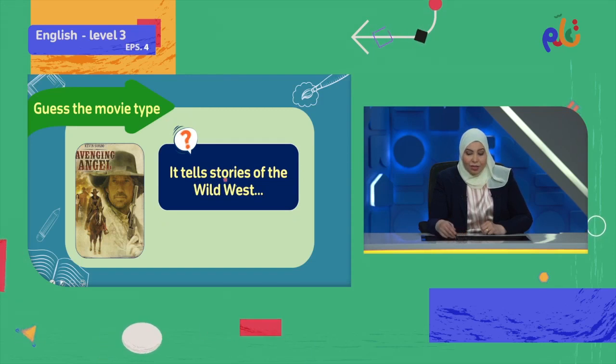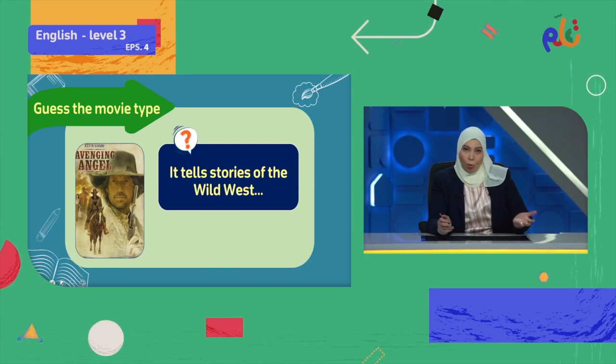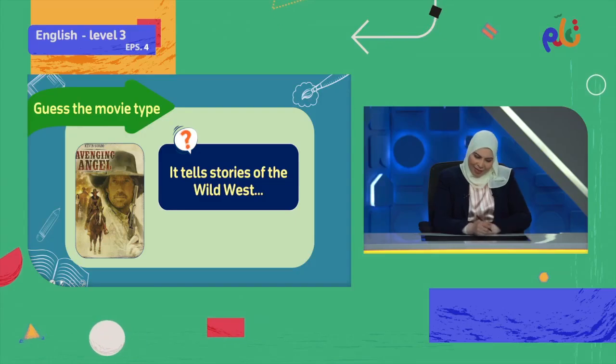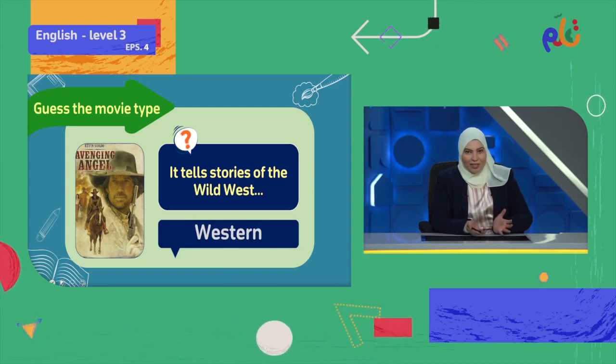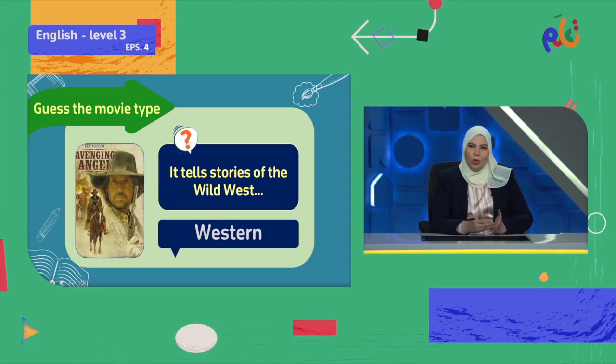Okay, look at this one. We have horses, guns, hats. What do you think the type is? So, yes, exactly. Let's read. It tells stories of the Wild West. So the Wild West, or we can call it the American West. Both words are the same, which is talking about the Western American life. So this is, yes, exactly, Western film, which is about cowboys mainly. So we call it Western.